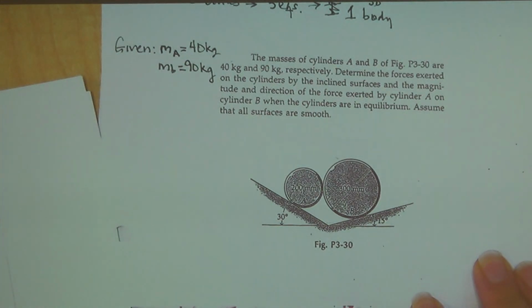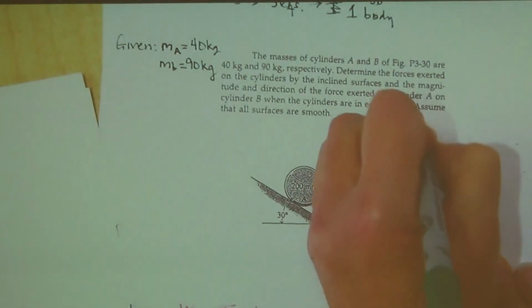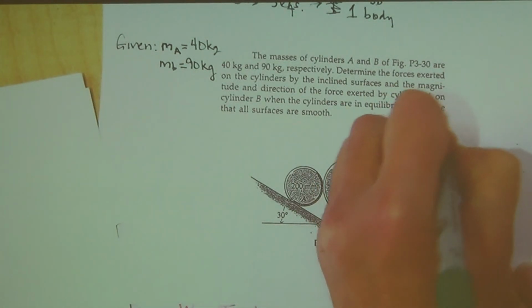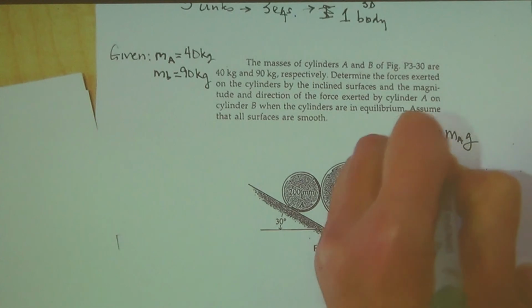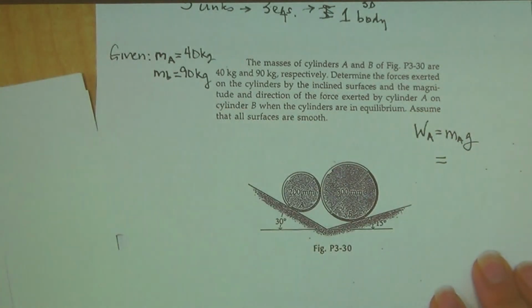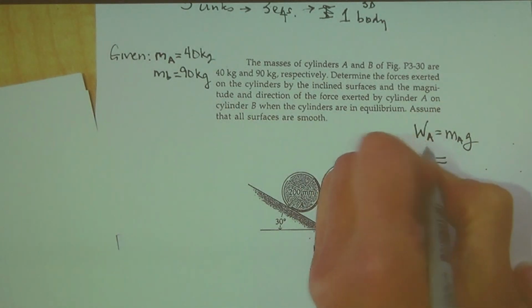Okay? So whenever I'm given masses, the first thing I do, guess what I do? Convert them to weight. Because if I forget to convert them, I'm going to use 40 and 90 throughout the whole problem, and it's going to be all screwed up. So I'm going to go ahead and calculate. Weight of A is equal to M_A g, so it's 40 times 9.81. What does it turn out to be?